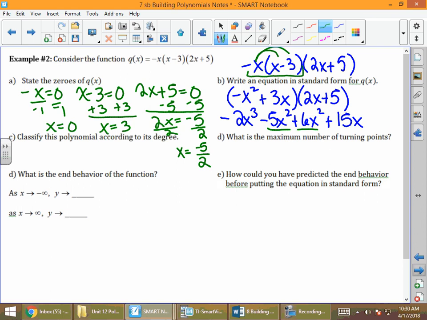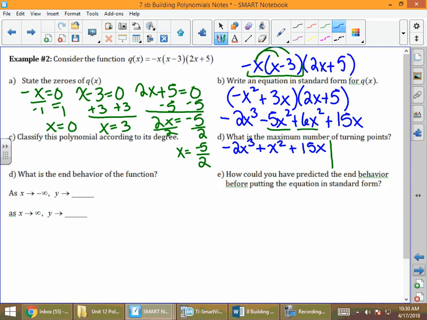But now to finish, I'm going to infringe on my space. You have enough space on your paper. I don't have enough space on mine. But when we combine like terms here, we end up with negative 2x cubed plus x squared. Negative 5 plus 6, combining our like terms, is 1, plus the 15x. That's our equation in standard form.